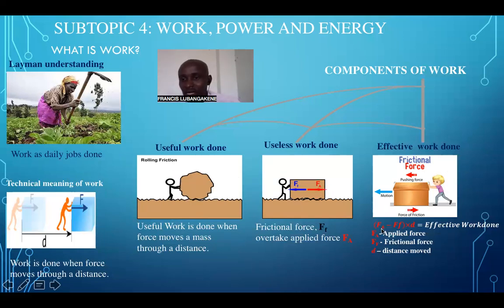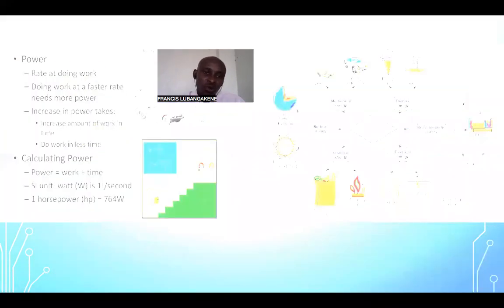That is when the force applied less the frictional force, times the distance, gives us the effective work done. So when there is a frictional force and there is a pushing force, you subtract the frictional force from the pushing force. That is when we shall get the effective work done. So that gives us the explanation of work as part of force or an effect from force.